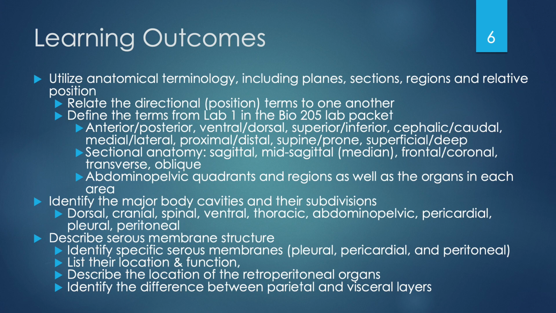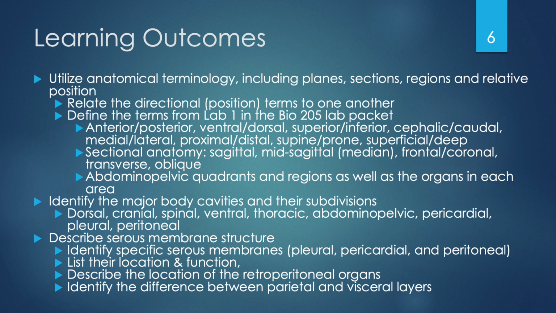More learning outcomes include to utilize anatomical terminology, including planes, sections, regions, and relative position, be able to relate the directional positional terms to one another, and define the terms from Lab 1 in our Bio 205 lab packet. These terms include anterior and posterior, ventral dorsal, superior inferior, cephalic caudal, medial lateral, proximal distal, supine prone, and superficial and deep. In sectional anatomy, this includes sagittal, mid-sagittal or median, frontal or coronal, and transverse and oblique.